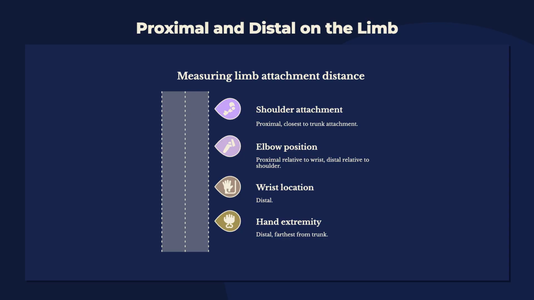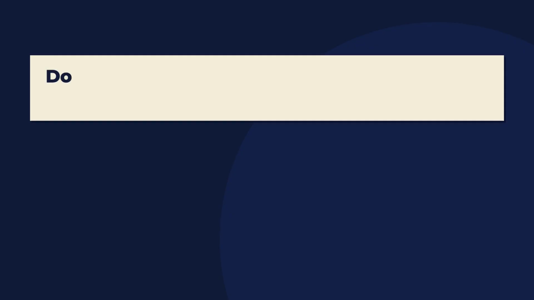They apply to limbs and measure distance from where the limb attaches to the trunk. The shoulder is proximal, the hand is distal, and the elbow sits proximal to the wrist but distal to the shoulder, because the reference point is the attachment, not the midline or the head. These terms can't be swapped for medial, lateral, or superior, inferior.